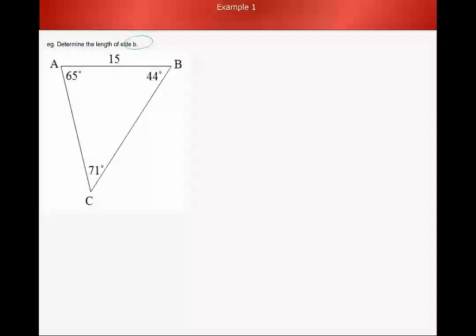It says determine the length of side B. Well, first of all, we need to know where side B is. Here's angle B, 44 degrees. So the opposite side is side B. We want that side right there.